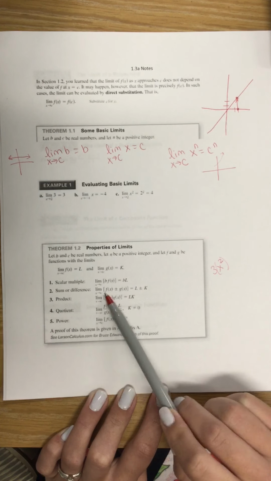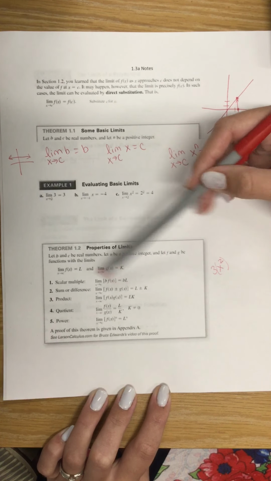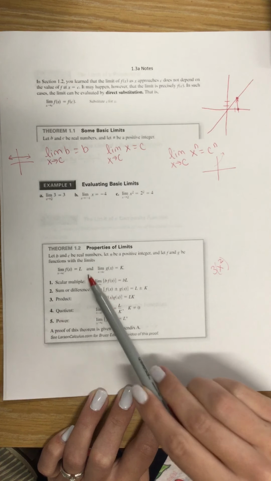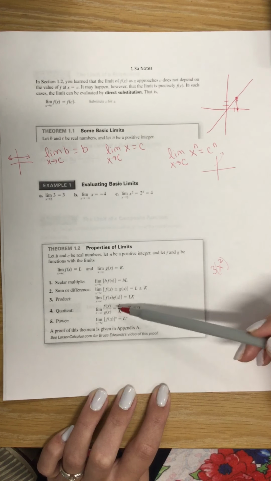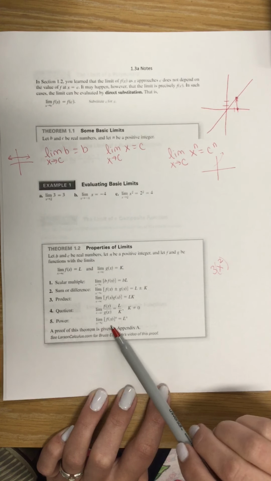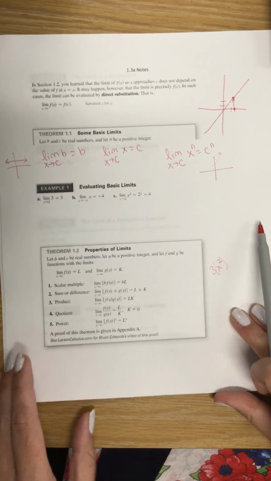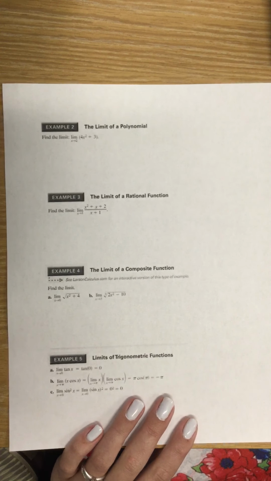If we're adding two functions together, we can add their limits together. If we're subtracting two functions together, we can subtract their limits together. If we're multiplying two limits together, we can multiply their limits together. If we multiply the functions together. If we're dividing the functions, we can divide their limits as long as that denominator isn't 0. And if we take the limit of something to the power of something, we can just do the same thing with that limit there going forward. So that's just some kind of properties there that can help us out.